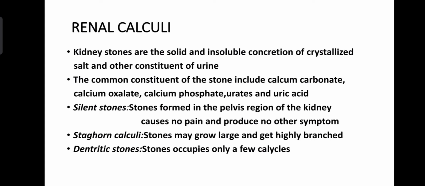The stones may grow large and get highly branched. Such branching kidney stones are called staghorn calculi. They may fill the entire pelvis and almost the calyces. If the stone occupies only a few calyces, such stones are called dendritic stones.